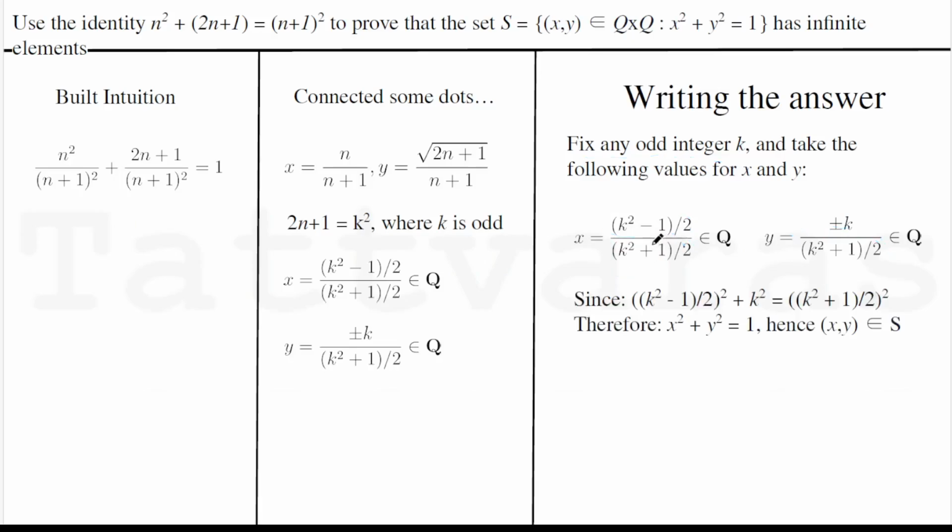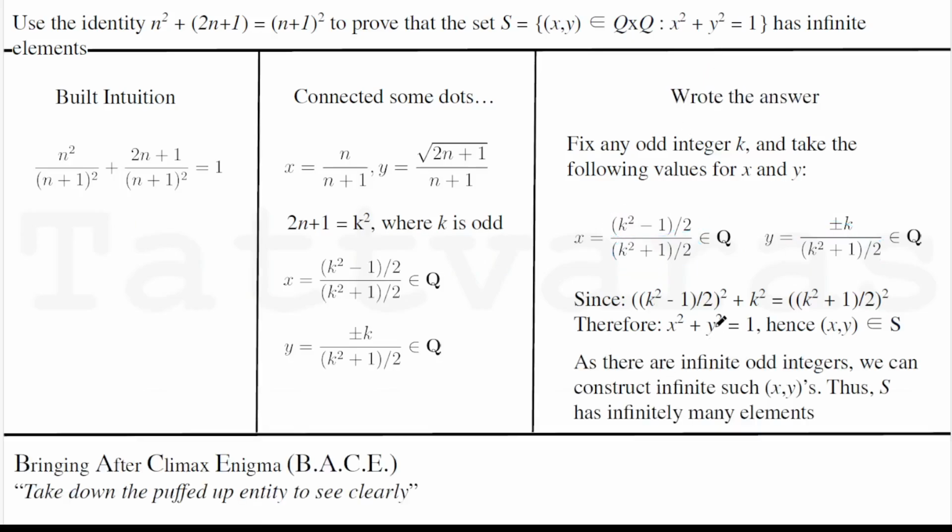And more than that, when we square and add x and y, x square plus y square, we get 1, because this thing in the numerator and this thing in the other numerator, when we square it and add, we get what is there in the denominator, that thing square. And that's it. So that's for any fixed integer k. Because there are infinite odd integers k, we can have infinite such constructions.